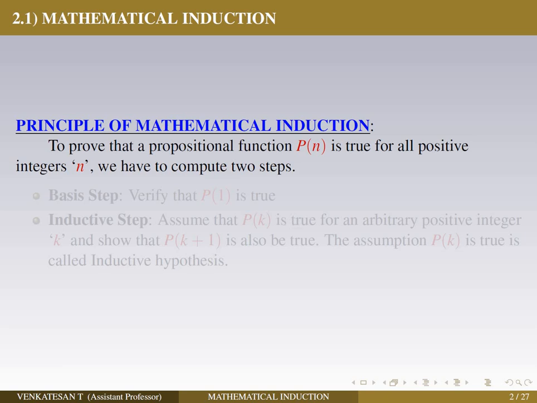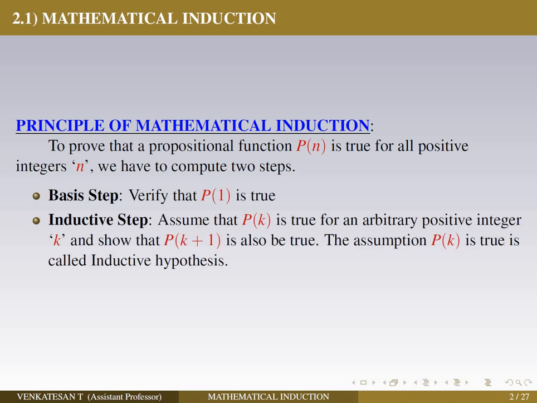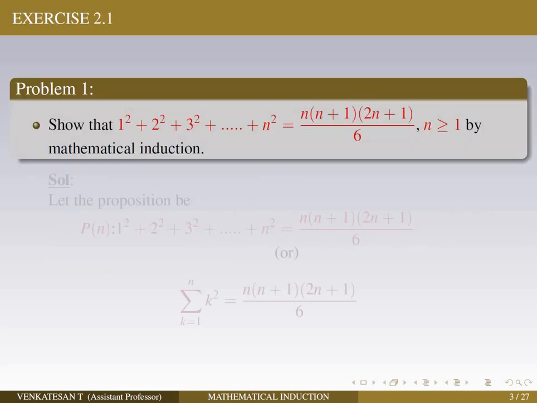To prove that a propositional function P(n) is true for all positive integers n, we have to complete two steps. First one is the basis step and second one is the inductive step. In the basis step, we want to verify that P(1) is true, where 1 is the initial value. And in the inductive step, we have to assume that P(k) is true for any positive integer k, and to prove that P(k+1) is also true. Here, the assumption that P(k) is true is called the inductive hypothesis.